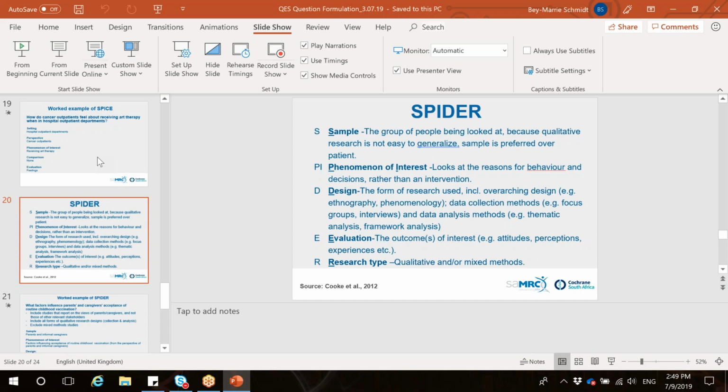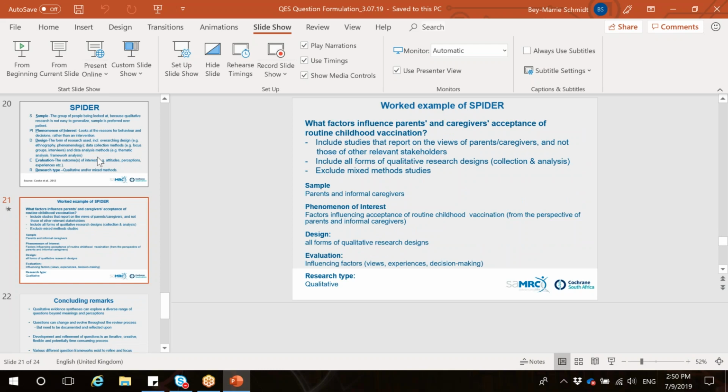With the phenomenon of interest, I think we phrase it more broadly in terms of the factors, but also in terms of the content area that you're interested in. And then in terms of the evaluation, usually it's whether we're interested in barriers or facilitators or specific outcomes, or if it's related to a specific condition, for example. And then again, in terms of the design and the types of research. So in terms of the design, there the focus would be on the data analysis and the data collection. So how that was done.